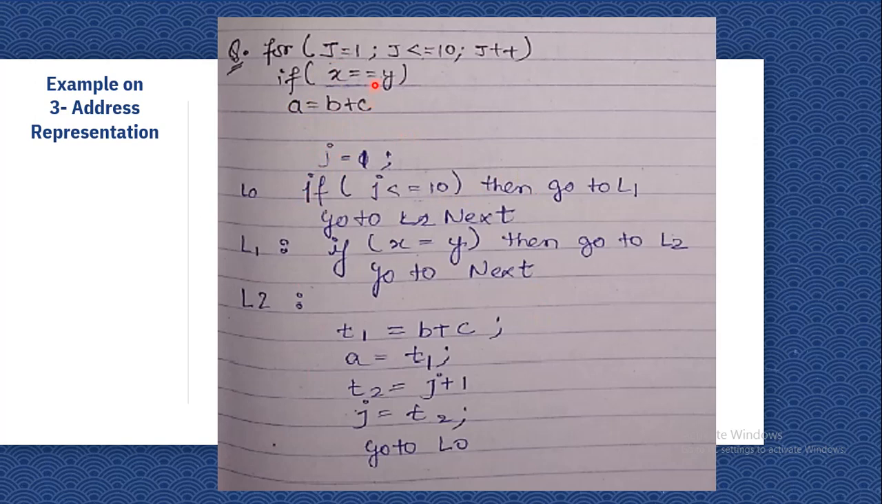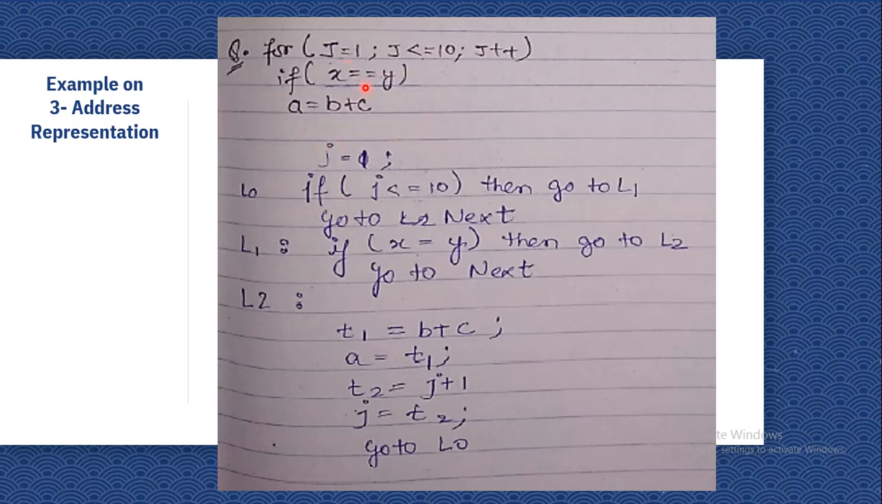If j is less than or equal to 10, then go to L1. What happens in L1? In L1, we have this if statement: if x equal y, here one more equal will be there. If x equal y, then go to L2. If this statement fails, go to next. Nothing is described over here, no else statements are given, so go to next.